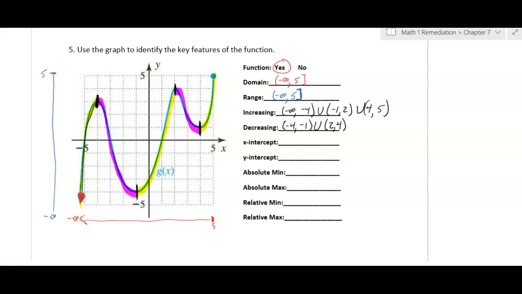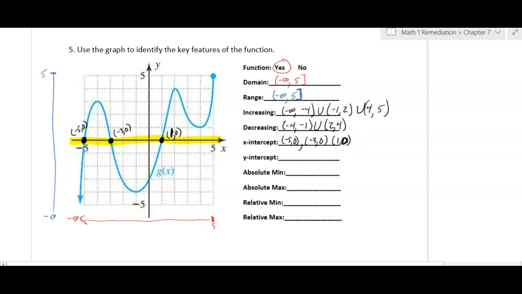Now, x-intercepts. When I talk about x-intercepts, first I'm going to highlight the x-axis right here, and put a dot at all the points where the graph crosses that x-axis. So there are 3 x-intercepts, and now we're going to identify them. This one would be at (-5, 0). This would be at (-3, 0). This would be at (1, 0). So the x-intercepts are (-5, 0), (-3, 0), and (1, 0).